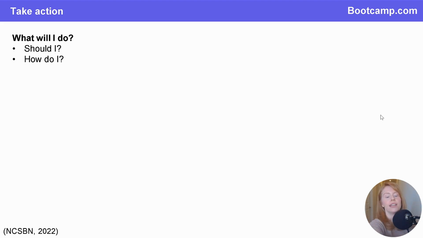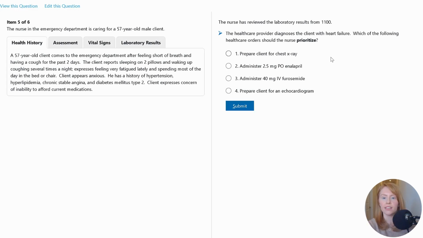We're going to look at a different example, this time from our heart failure case. And here we're being asked, the healthcare provider diagnoses the client with heart failure. Which of the following healthcare orders should the nurse prioritize? So revisiting our framework for prioritizing, we're looking at actions that are going to help us address problems of airway, breathing, or circulation. Again, similar to step 4, this depends on your understanding of heart failure, the disease process, and why certain treatments are indicated for it.